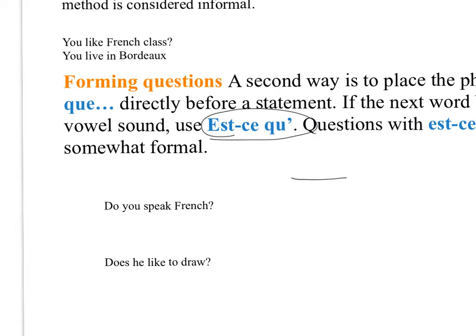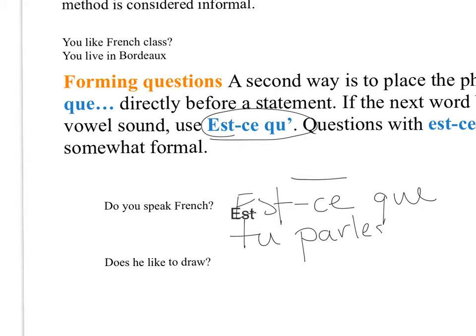Okay, so do you speak French? So we use est-ce que, right? I want to write it in a sentence. Do you speak French? So how do you say you speak French? Est-ce que tu parles français? Est-ce que tu parles français?